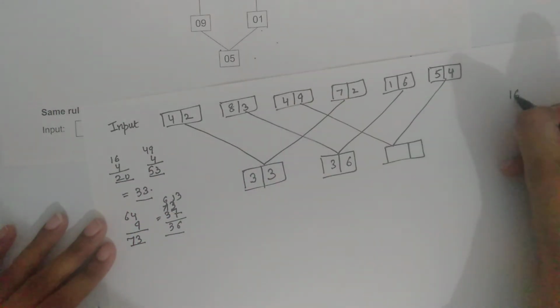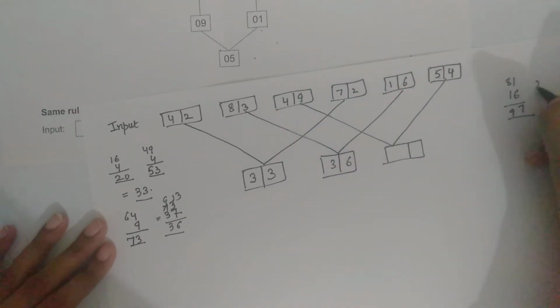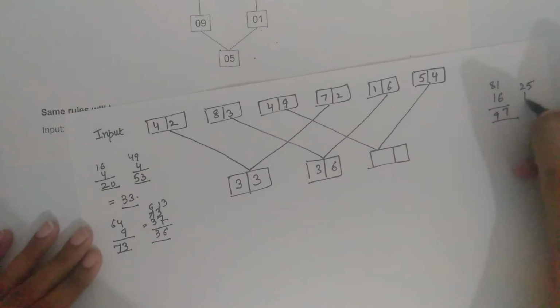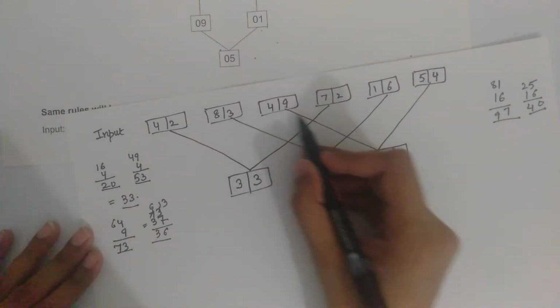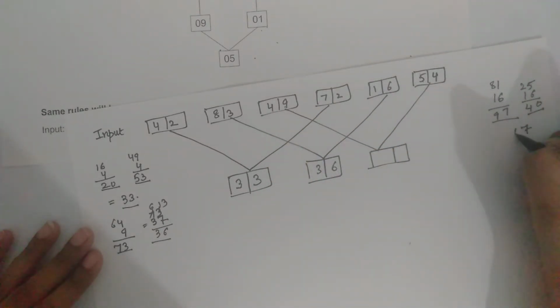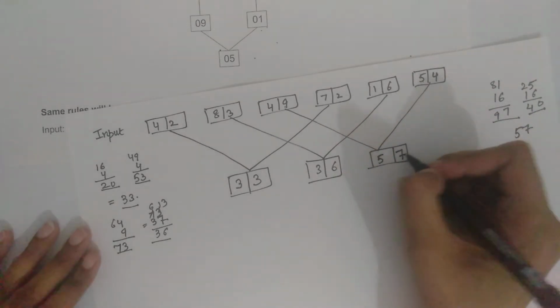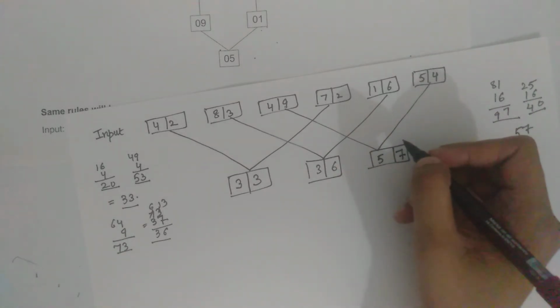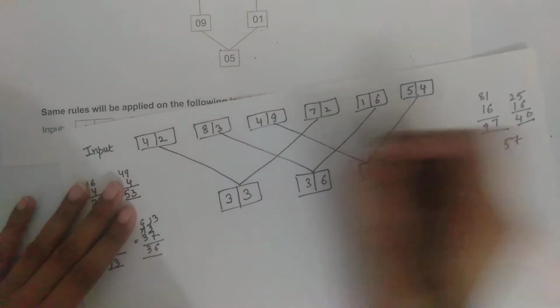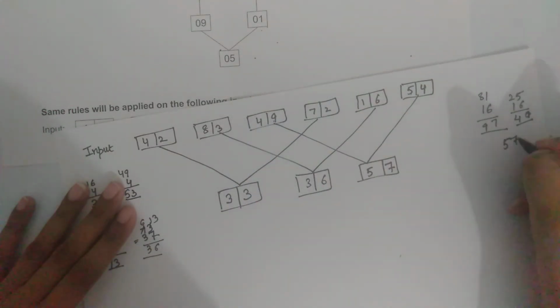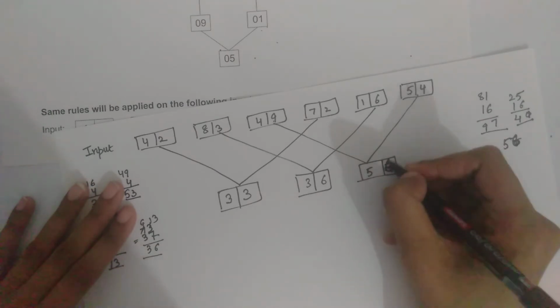4 square 16, 9 square is 81, 97. 5 square is 25 and 4 square is 16. You will get 40. Subtraction, you will get 57. Here was the number 4. 4 square is 16. You will get 56 over here.